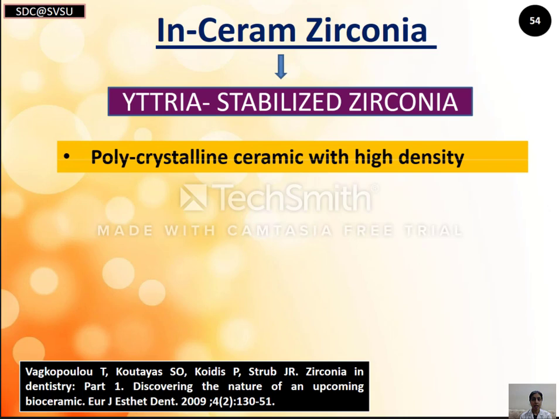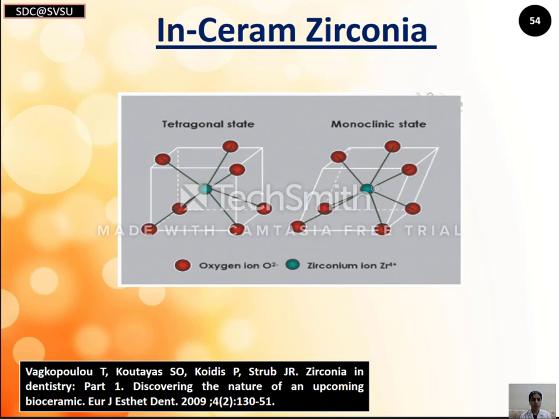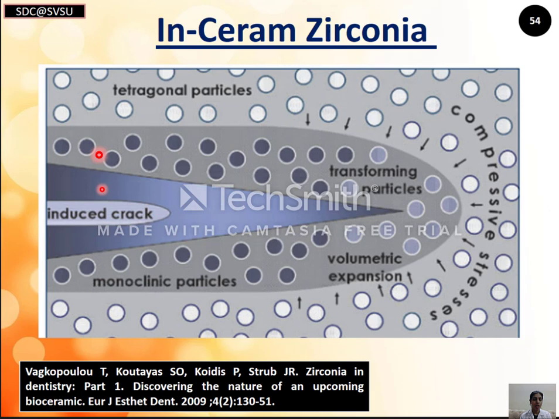At room temperature, the tetragonal state changes to the monoclinic state. Whenever a crack is introduced into the ceramic, the tetragonal particles of zirconia transform into the monoclinic structure. These transforming particles, which are also known as metastable particles, create compressive stresses around the crack and prevent it from further propagating.